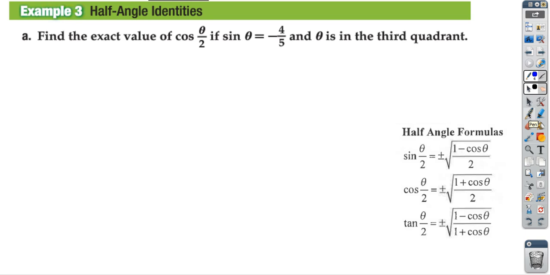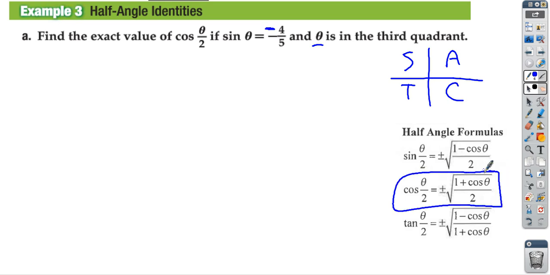All right, this one says find the exact value of cosine θ over 2 if they give us that sine θ is negative 4/5. It's a little bit hard to see, but that's a negative right there. And θ is in the third quadrant, so that's important because that's going to tell us whether it's positive or negative. Okay, so cosine of θ over 2 is this identity right here. Then we'll have to figure out this plus or minus part at the end, and I'll show you how to do that. Actually, we can do that right now. θ is in the third quadrant. The third quadrant starts at 180 degrees and it ends at 270 degrees. That means θ is between these two numbers right here.